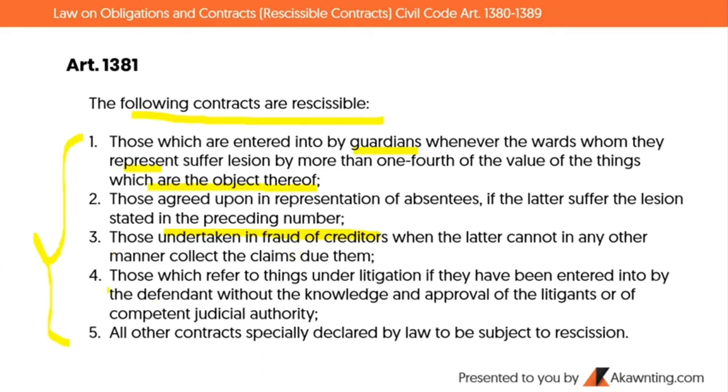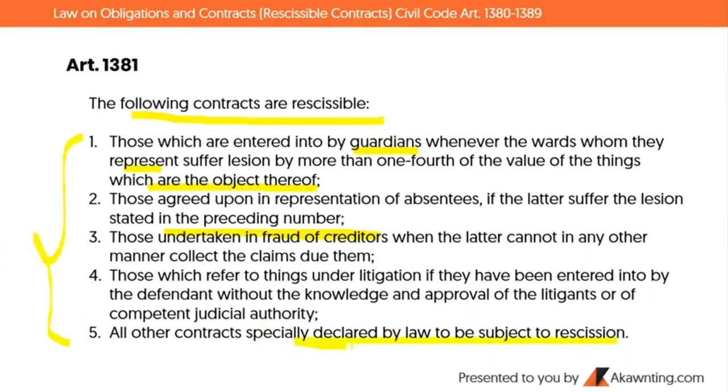Number 4, those which refer to things under litigation if they have been entered into by the defendant without the knowledge and approval of the litigants or of competent judicial authority. And lastly, number 5, all other contracts especially declared by law to be subject to rescission.